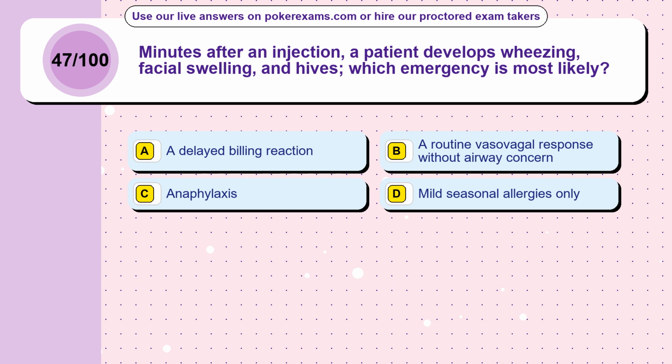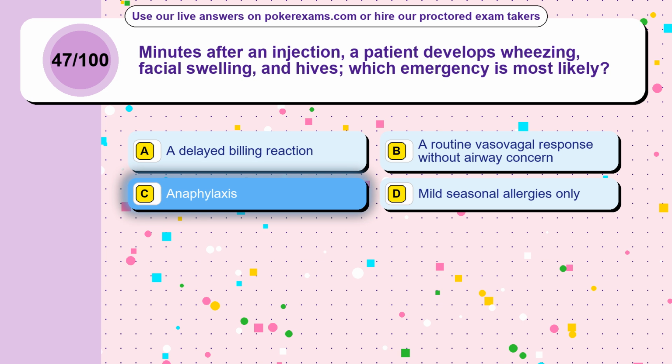Question 47. Minutes after an injection, a patient develops wheezing, facial swelling, and hives. Which emergency is most likely? Option A. A delayed billing reaction. Option B. A routine vasovagal response without airway concern. Option C. Anaphylaxis. Option D. Mild seasonal allergies only. The correct answer is option C.